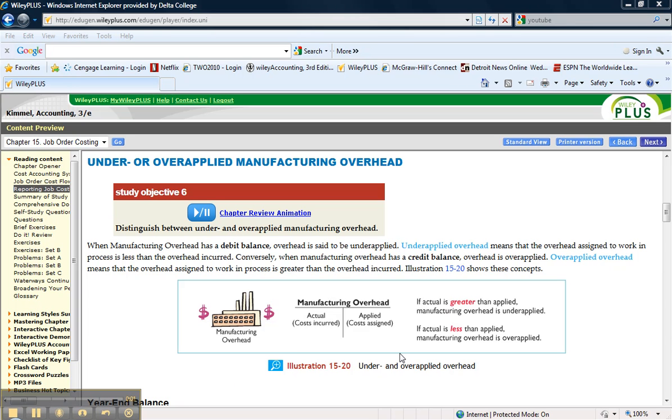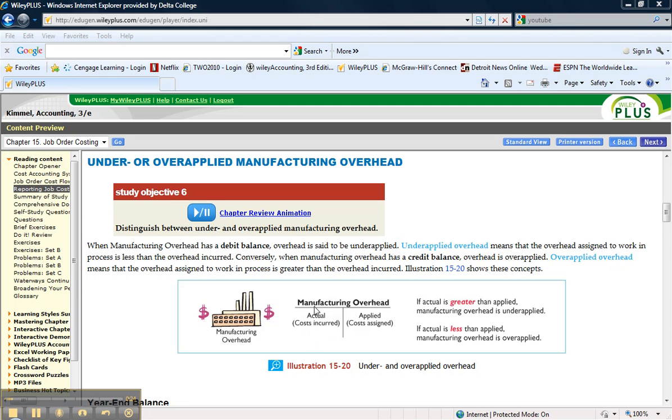Okay, study objective 6. This is a fairly important study objective to look at too. We talked about the manufacturing overhead account a lot in this chapter so far. We've seen how if you look at a T account for overhead, the left side, or the actual overhead costs, the costs that were incurred by the company that had to get paid for, were all accumulated on the left side, the debit side.